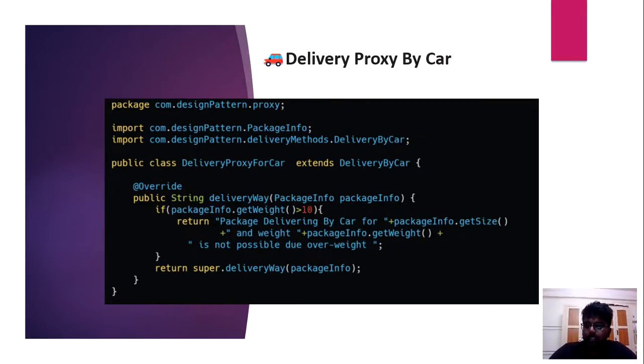Now let's talk about the delivery proxy for car. This delivery by car class will be replaced by the delivery proxy for car class. Here we are checking if the package weight is greater than 10. If it is greater than 10, it will not be delivered by car. If it is less than 10 and greater than 5, it will be delivered using a car.